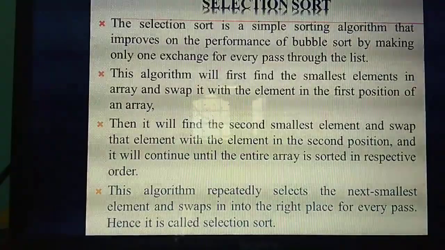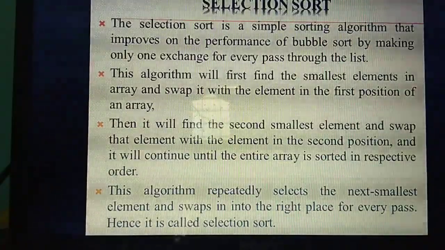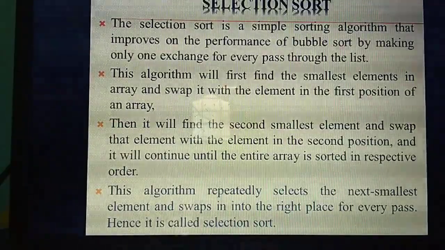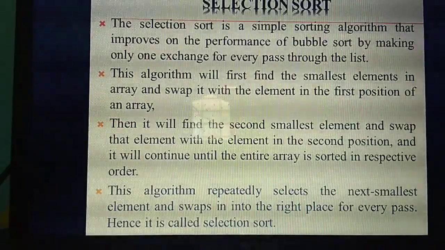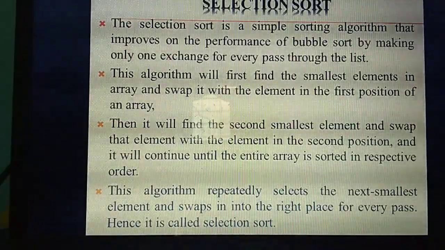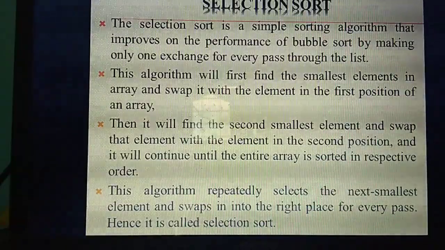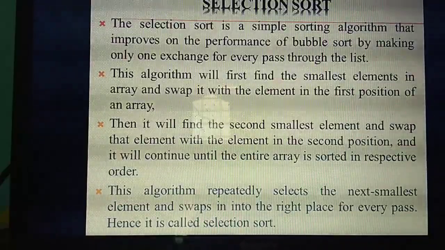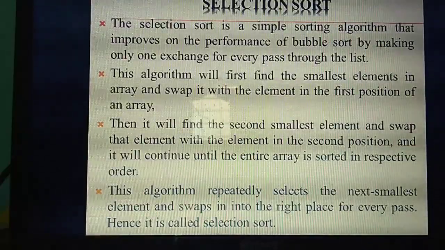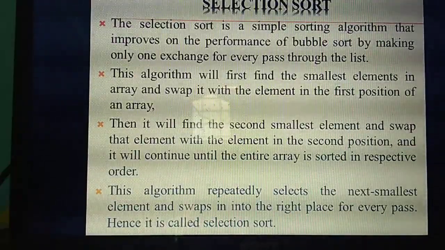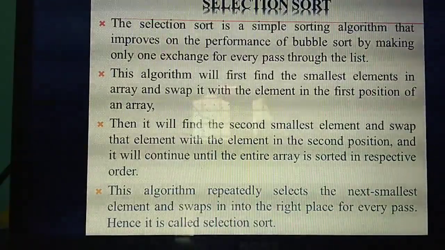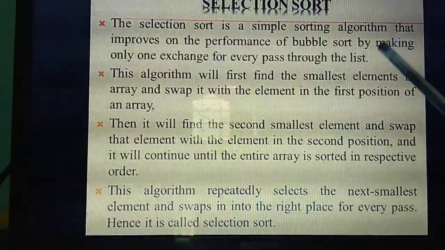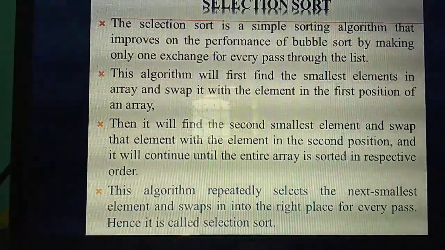So what is the selection sort algorithm? It is a simple sorting algorithm. Compared to the bubble sort algorithm, its performance is very good. How many exchanges are there for every pass? Only one exchange for each and every pass in the list. Understand? Okay. So next, what's the second step? What does this selection sort algorithm do? It will find the smallest element in an array.